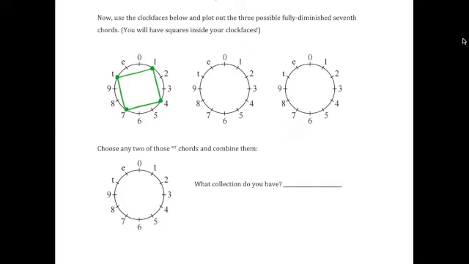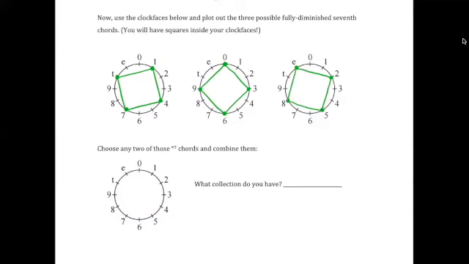Now, if you remember from likely theory 2, maybe theory 3, there are only 3 possible fully diminished 7th chords. They're symmetrically constructed, and there are only 3 possible variants in terms of pitch class. So what I'd like you to do is go ahead and plot the other 2 fully diminished 7th chords. Hopefully we have the same squares in one order or the other.